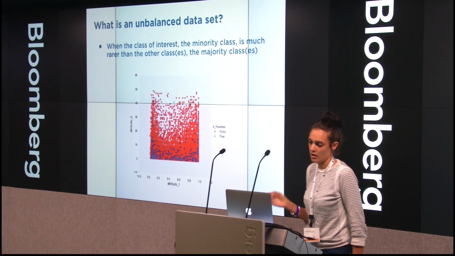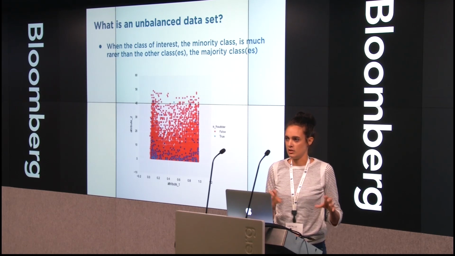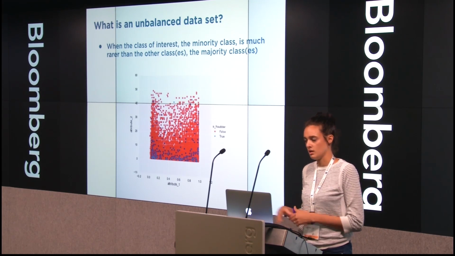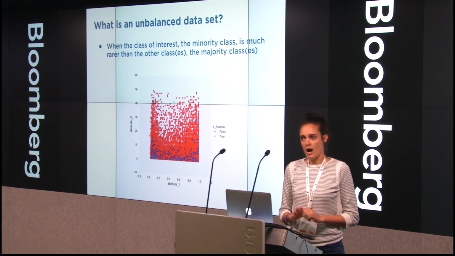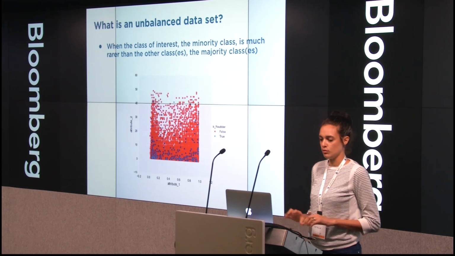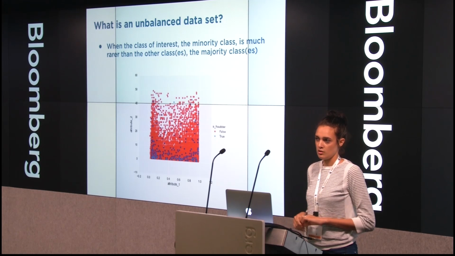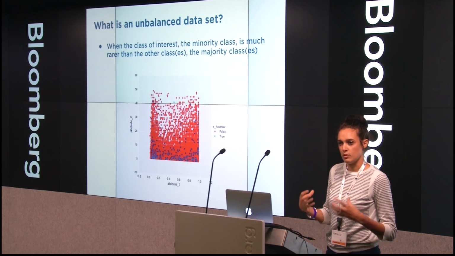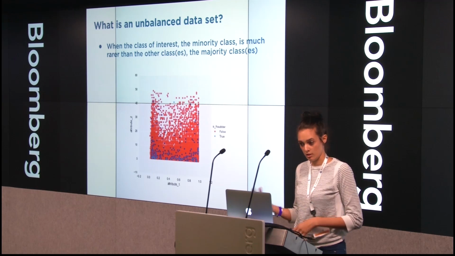What is an unbalanced data set? A data set is unbalanced when the class of interest, or the minority class, is much rarer than the other class or classes, and they're called the majority classes. And what happens is the classification rules that predict the small classes tend to be fewer and weaker than those that predict the prevalent classes. And what you end up with is test samples belonging to the small class which are misclassified more often than those belonging to the prevalent classes.